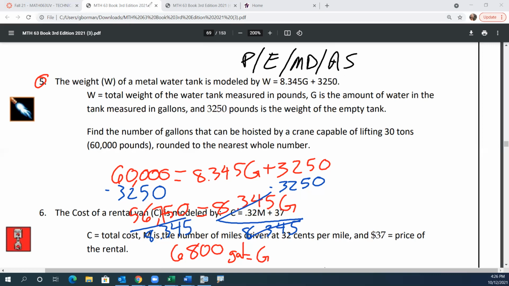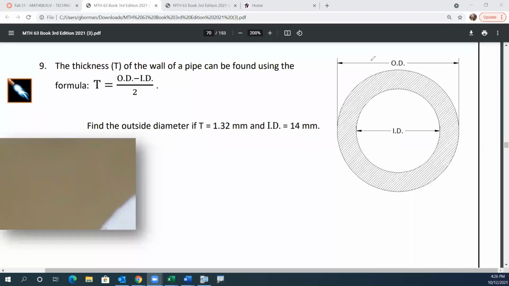All right, let's look at another one. Here we have the thickness of the wall of the pipe can be found using this formula. So how thick is that? How long is that distance there? Okay, I guess I can just read that. They say find the outside diameter if T is 1.32. So we will replace T with 1.32. And we're looking for the outside diameter, and the inside diameter is 14.